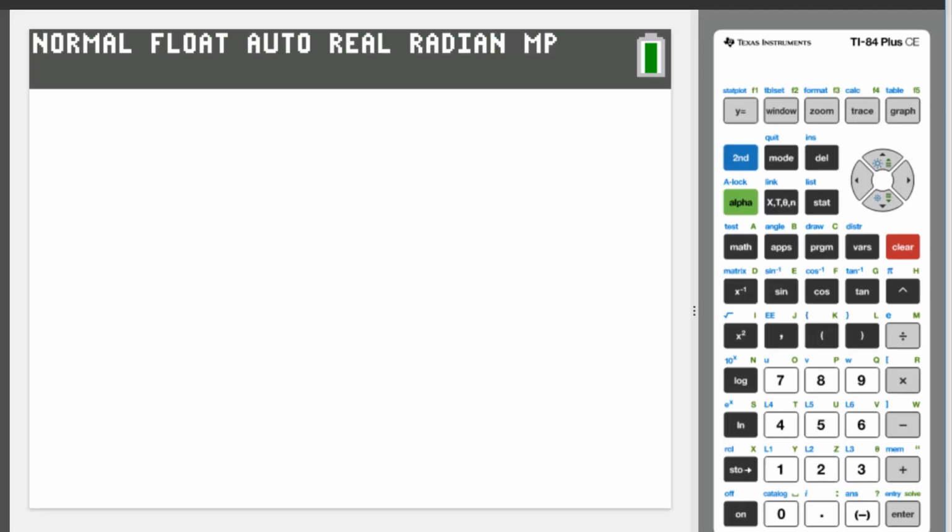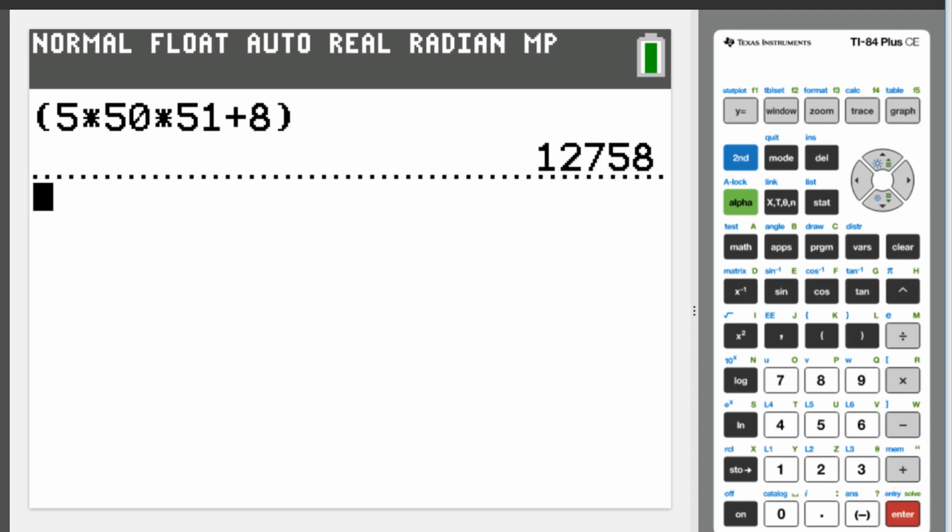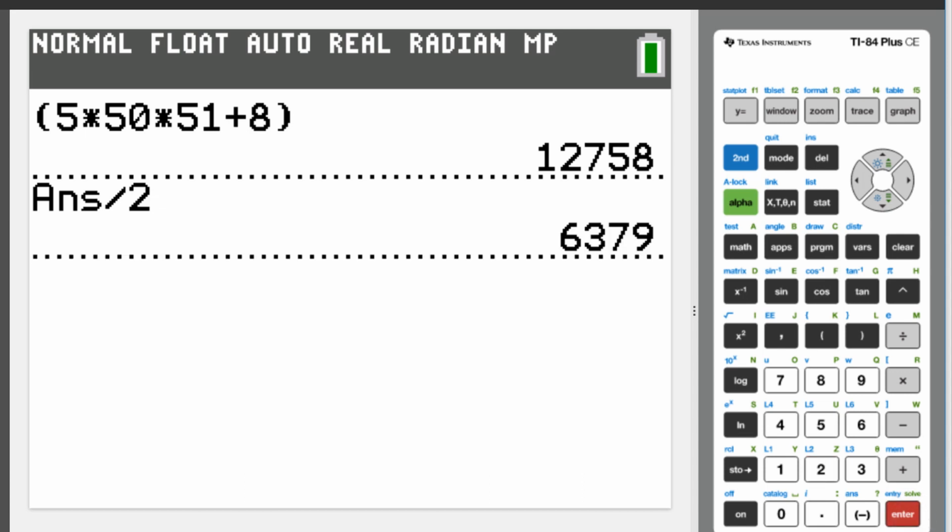So you are looking at a TI-84 CE screen. Okay. Let's put the numbers in there. I'll do open parenthesis, put in 5 times, the next number is 50 times 51, and then with that we want to add the constant of 8. So I'll get an output, and then I'll divide that by 2 or multiply by 1/2, and the result is 6,379. Let's transfer that.